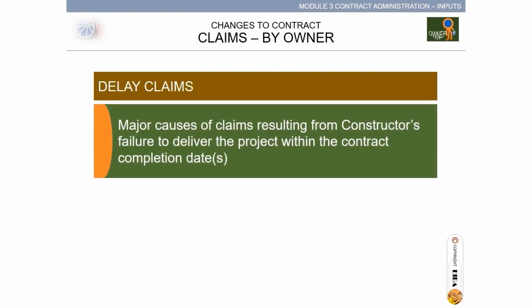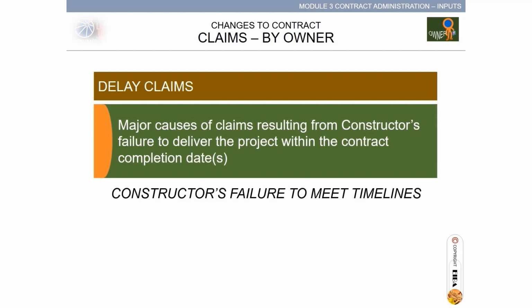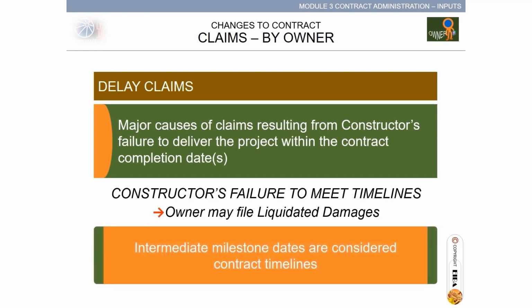Major causes of claims resulting from constructor's failure to deliver the project within the contract completion dates. Constructor's failure to meet timelines. Owner may file liquidated damages. Intermediate milestone dates are considered contract timelines.